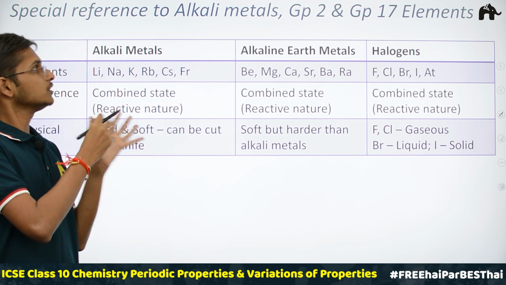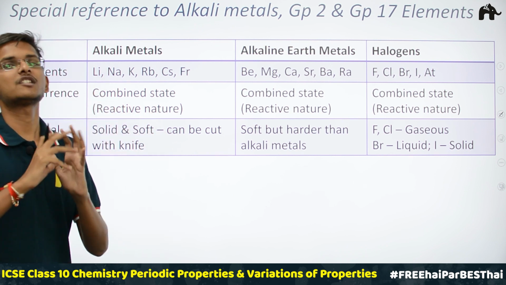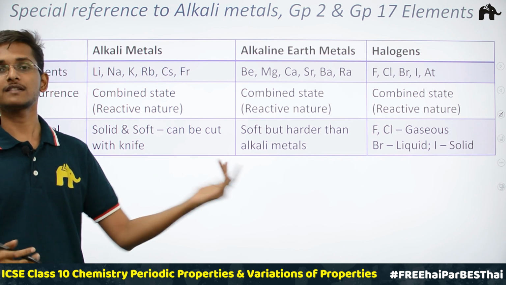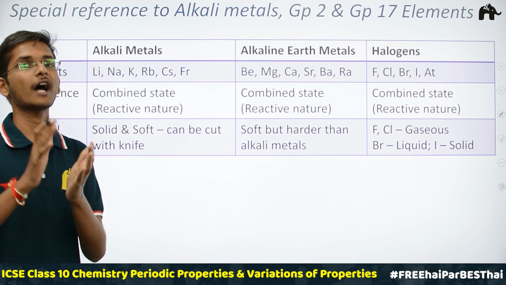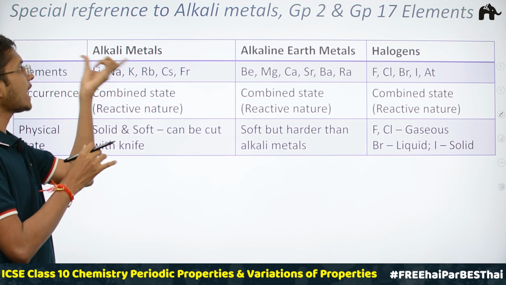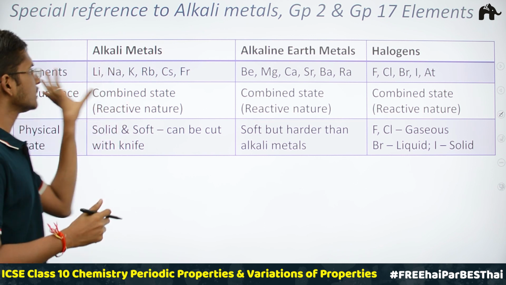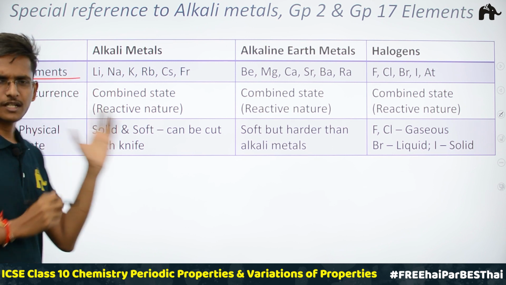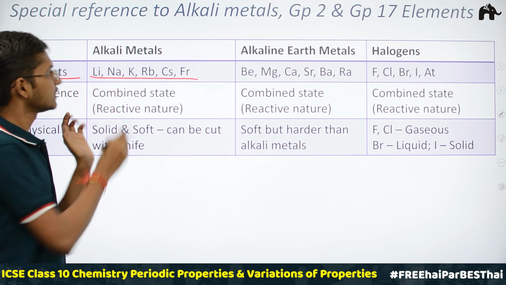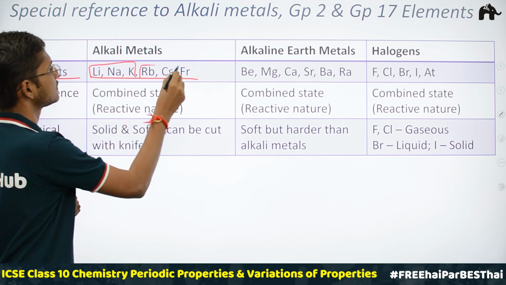So let's start with first the elements which are present in group 1. We have to study the alkali metals in special reference. Alkali metals means lithium, sodium, potassium, rubidium, cesium, francium. So it doesn't include hydrogen. When I'm talking about group 1, we are only focusing on the alkali metals except hydrogen. I have also told you the trick, LINAC, RBCs, Fra.